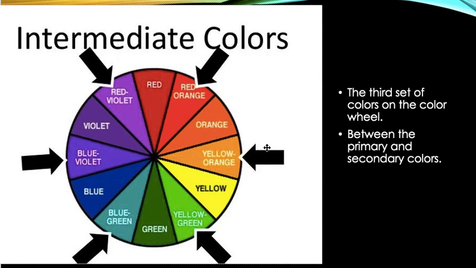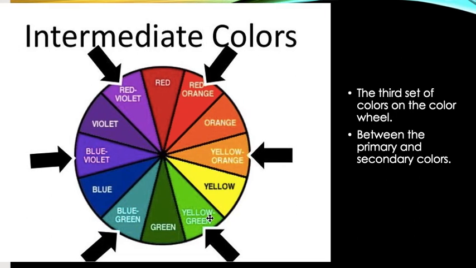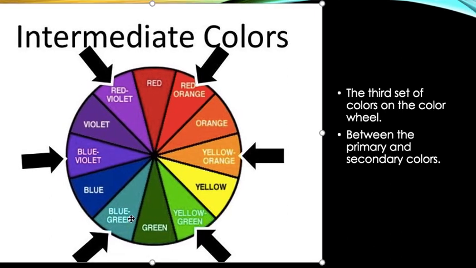Other intermediate colors: yellow-orange, primary color is first on it. Yellow-green. Blue-green, blue-violet, and red-violet.